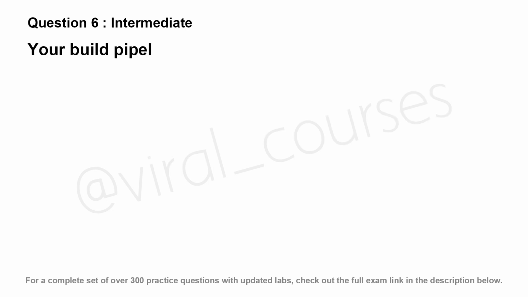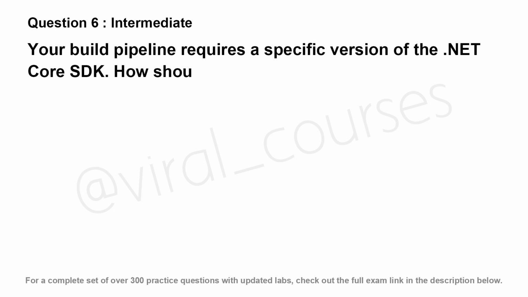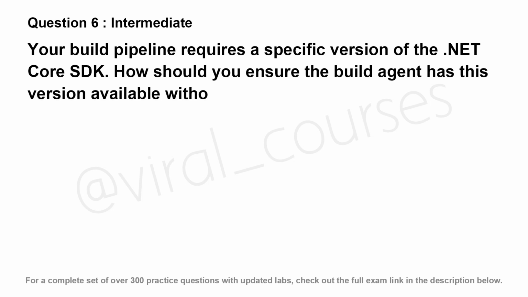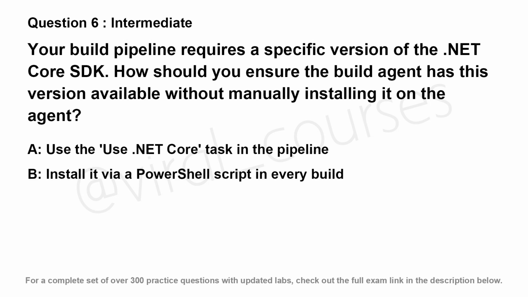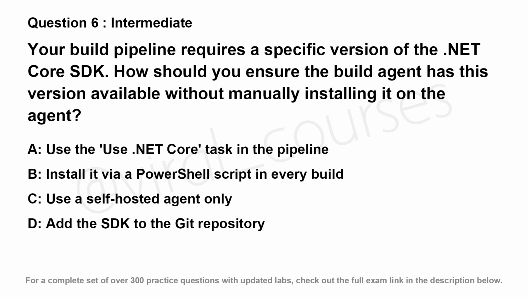Your build pipeline requires a specific version of the .NET Core SDK. How should you ensure the build agent has this version available without manually installing it on the agent? Option A, use the Use .NET Core task in the pipeline. Option B, install it via a PowerShell script in every build. Option C, use a self-hosted agent only. Option D, add the SDK to the Git repository.